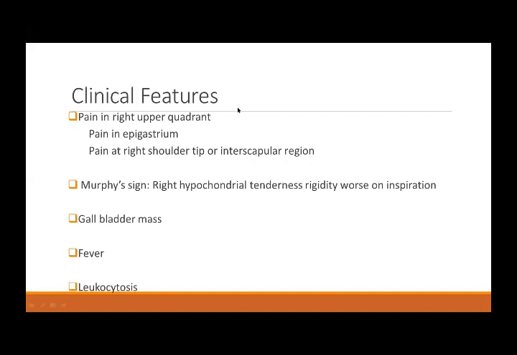Clinical features, as we discussed before, it's the pain in the right upper quadrant, or right hypochondrium, radiating to the scapular region. Murphy's sign, right hypochondrial tenderness, worse on inspiration. With a gallbladder mass you can feel, patient can be febrile and can have leukocytosis. Our patient had leukocytosis, but she wasn't febrile, it wasn't mentioned.